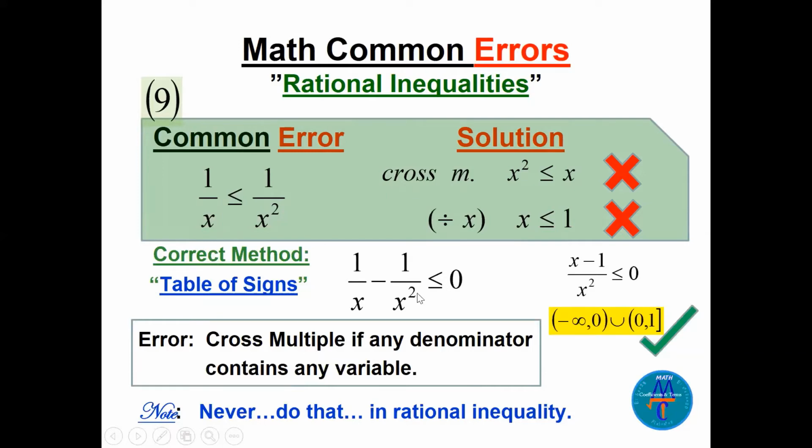This is a rational inequality. You have to move all the terms to the left, put 0 on the other side. You can move it to the right if you want. Put 0 on one side, all the terms on the other side. Make a table of sign as we do for polynomial. So you cannot cross multiply if you have denominator containing any variable.